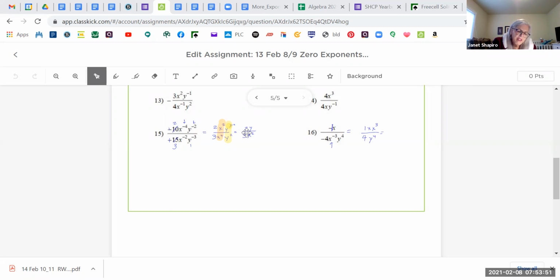And then I can go ahead and simplify. In the numerator, I've got 1 x times x to the 3rd. That is just x to the 4th. I don't need to write the 1 in front. I could, but I don't have to. In the denominator, I have a 4y to the 4th.